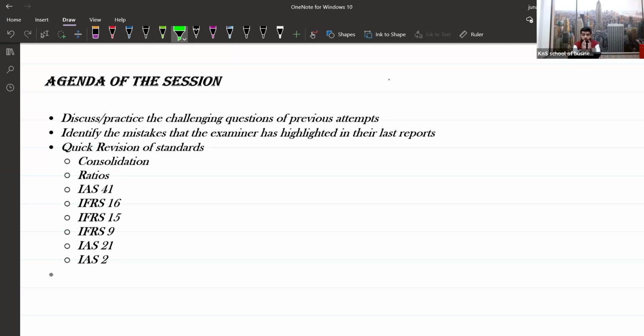I will not only be solving the question, but I will also give you a brief introduction of that particular accounting standard. We will not only solve the particular question, but also try to recap that standard to its maximum. So in this session, I'll be discussing the challenging questions of previous attempts, and these questions are highlighted. I have compiled the difficult questions of the last 6 attempts.